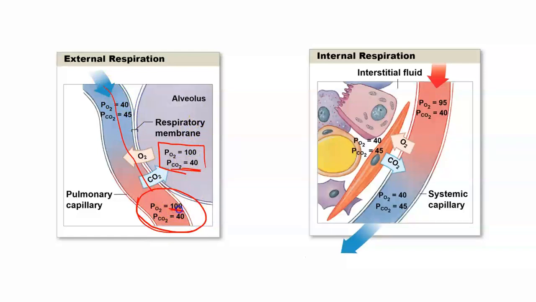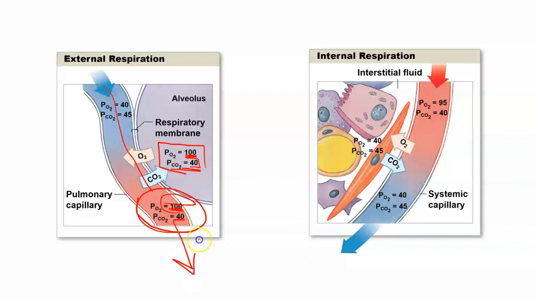You can see this is exactly the same now. The PO2 leaving is 100. That matches what the alveolus was. The PCO2 of the blood is 40. That matches what the CO2 was in the alveolus. So now you've completed external respiration, and the blood has loaded up some oxygen. It's gotten rid of some CO2.